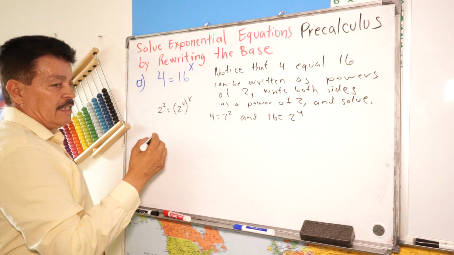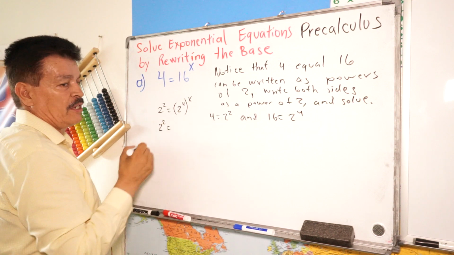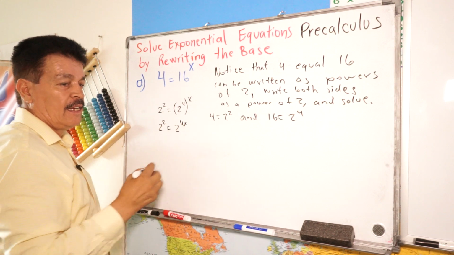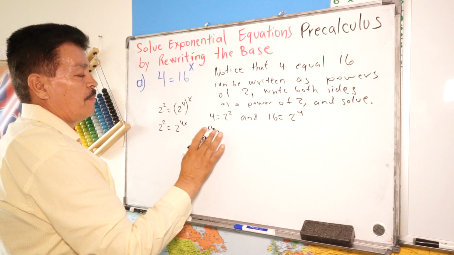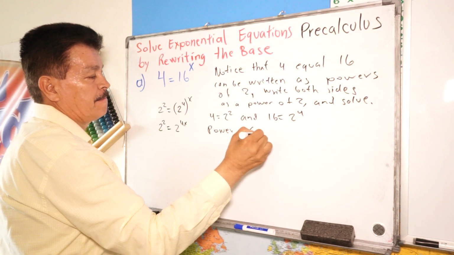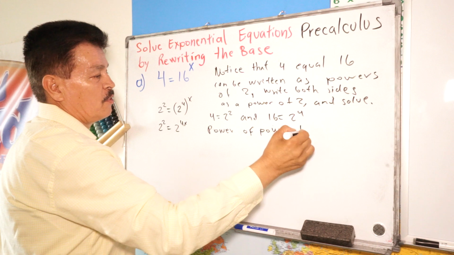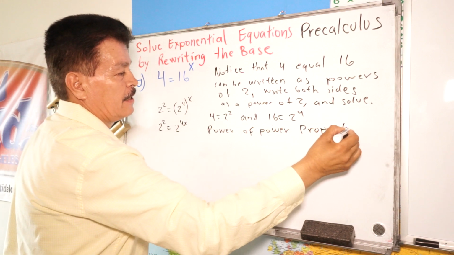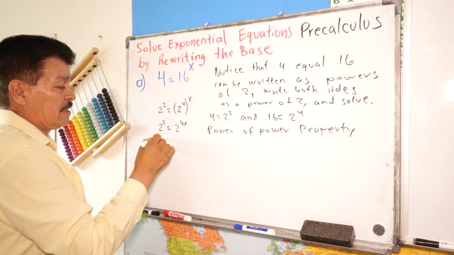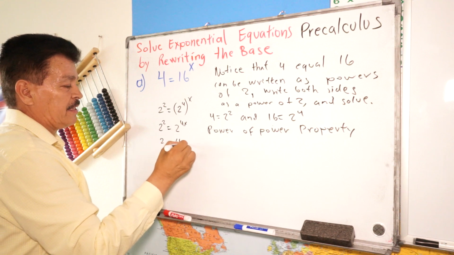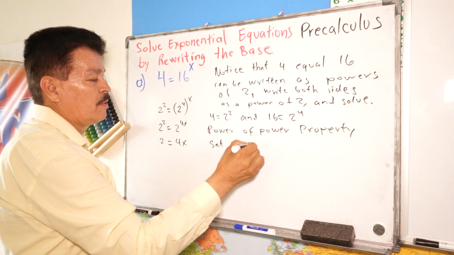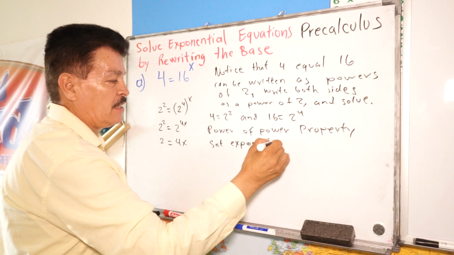Alright, next, 2 to the second power equals 2 to the 4x power, right? So this is a property, the power of a power property. And the next step here is 2 equals 4x. So we set the exponents equal.